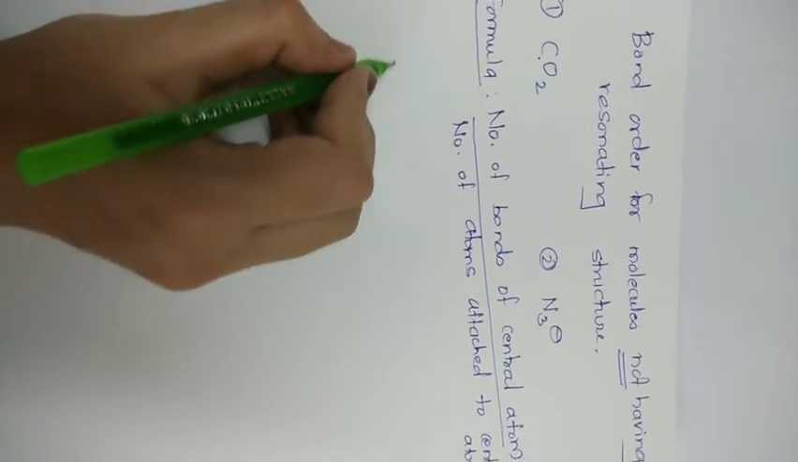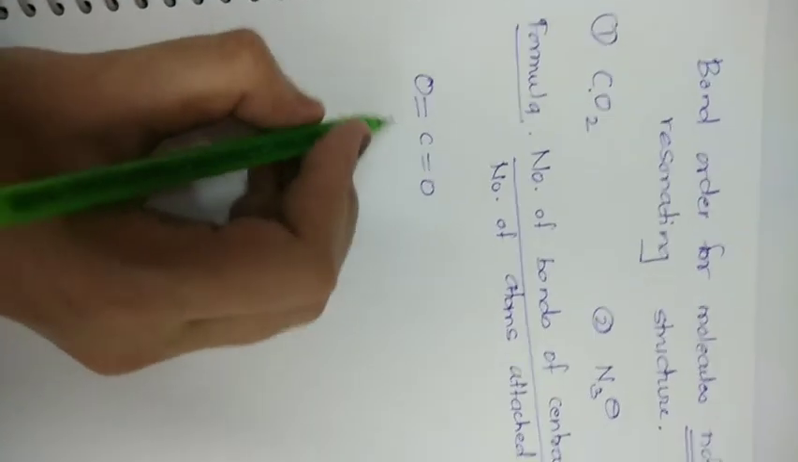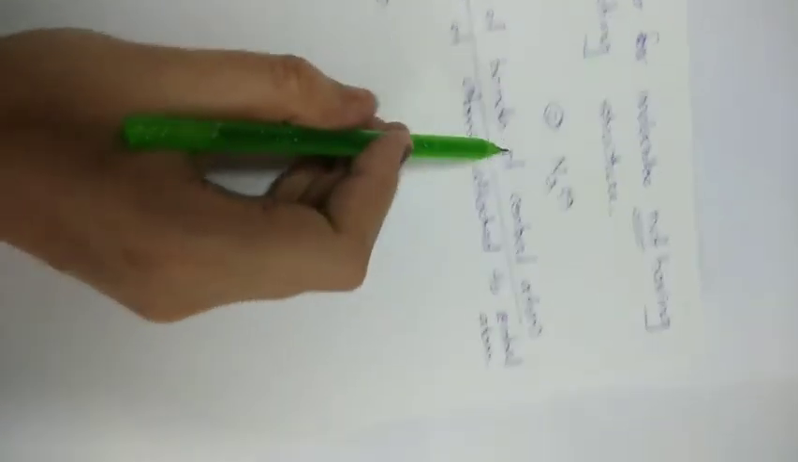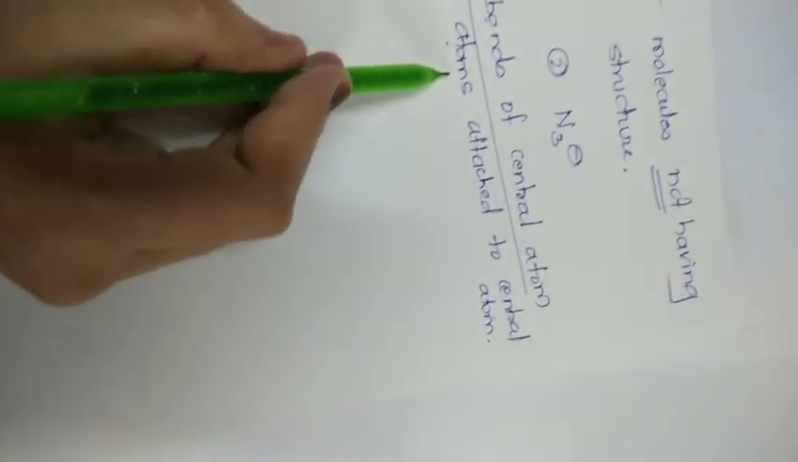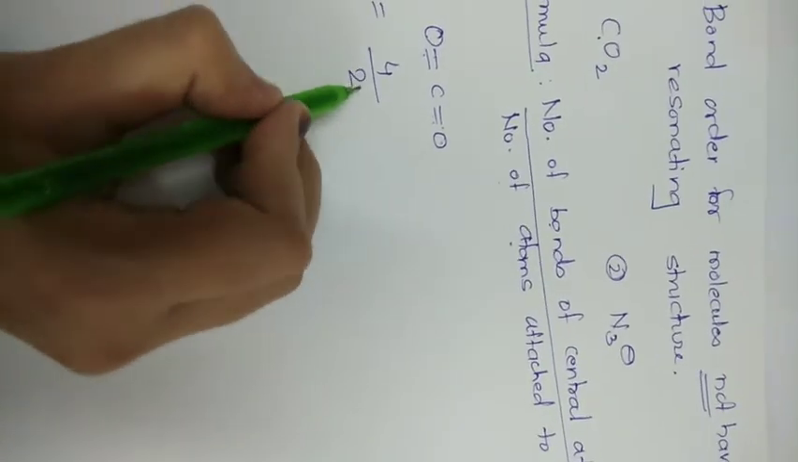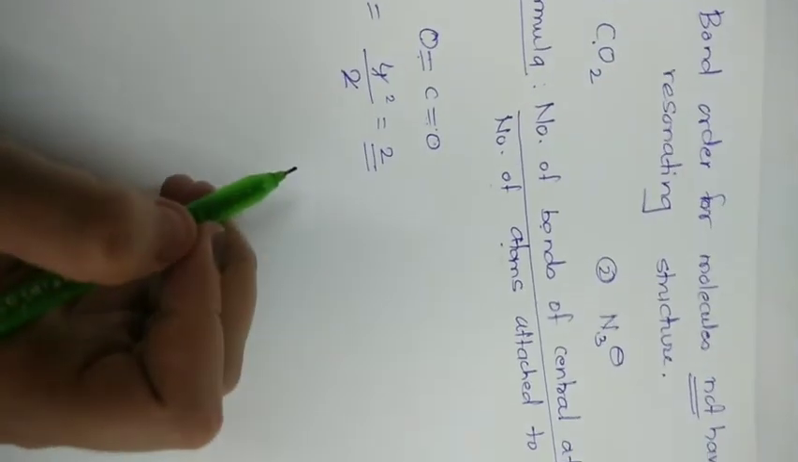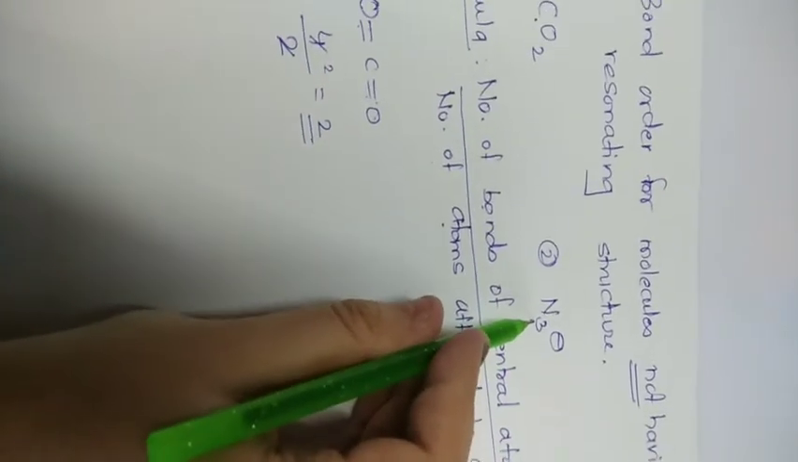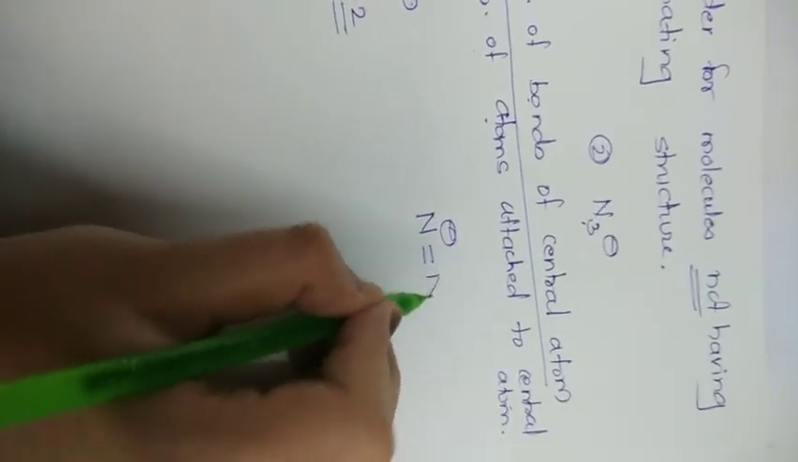Now CO2 can be written as O double bond C double bond O. Okay, this is very common and we all know. Now write the first value, the number of bonds of the central atom. How many bonds are formed by the central atom? 1, 2, 3 and 4. So write here 4 in the numerator. Number of atoms attached to the central atom. It is saying atoms. How many atoms? 1 and 2 atoms. So here it will be 2. So 2 ones are 2, 2 twos are 4. So the answer is 2. 2 will be your bond order for the CO2 molecule. Similarly, N3 minus. How will this be written? N minus double bond N.